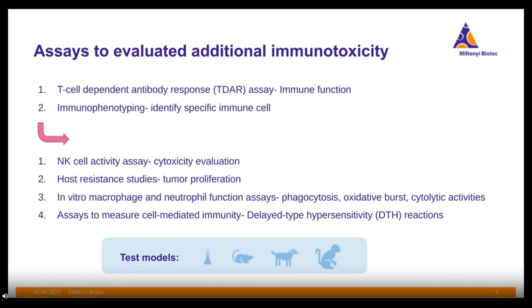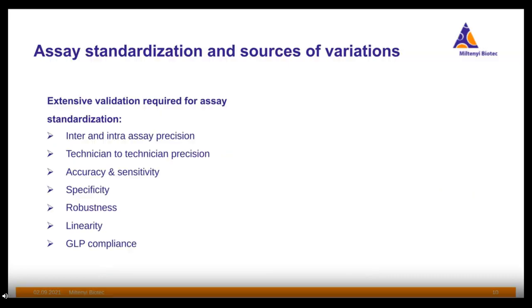For all these different types of assays, different test models can be used. For some, there are of course in vitro studies that can be performed. In many cases, it is recommended to run these assays in rodent model. Also, non-human primate models are considered. Sometimes, depending on the drug compound, canine models are also used.